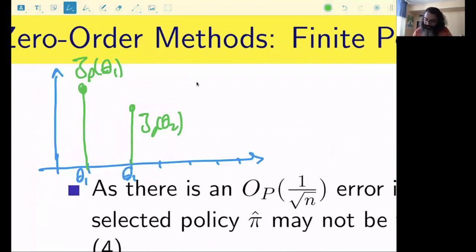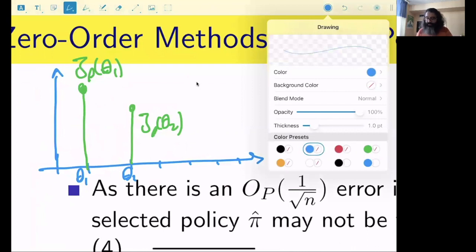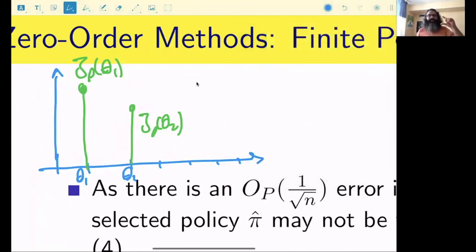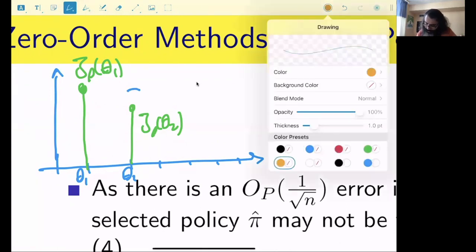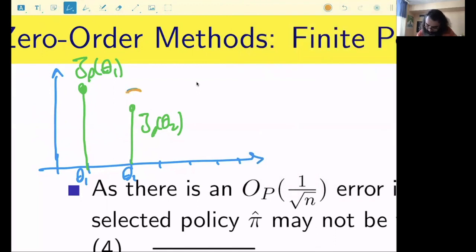But we are having something that is an estimate, so we are finding something that is square root of n larger or smaller than that. Maybe I use orange. We are going to be in this region for our estimate j hat of n of that parameter, and the same for here.